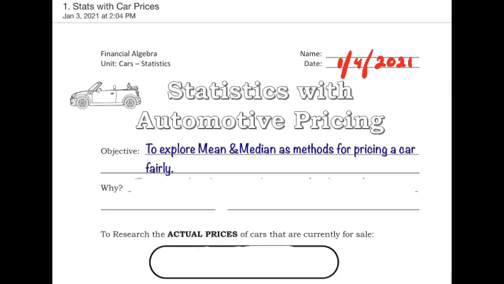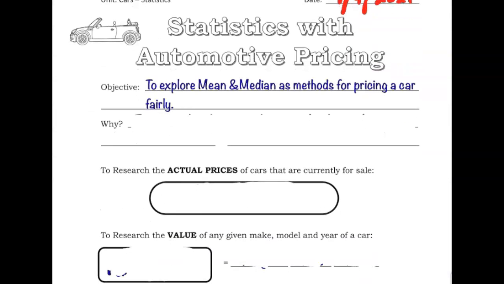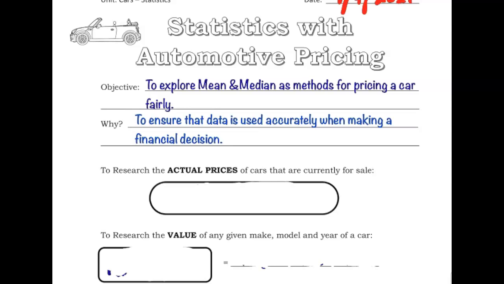Now, mean and median are things that you covered in middle school, maybe even sooner, certainly in algebra, and probably every year since. But why do we use them? What makes sense when? And this is one of those situations where we have to decide. Why do we want to do this? Because ensuring that data is used accurately when making a financial decision is important. Because you could have the mean or the median, but not really know how to interpret it, which is really the important part.